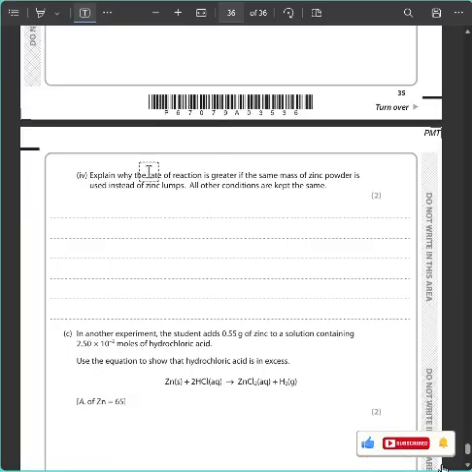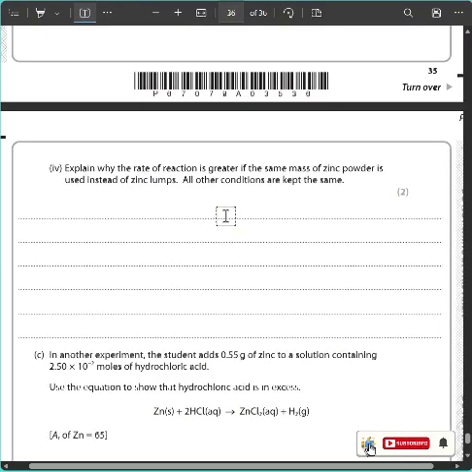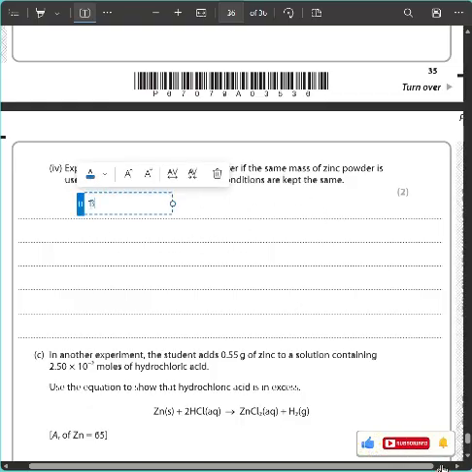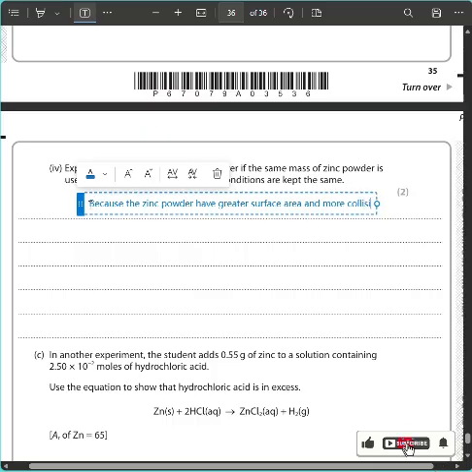Explain why the rate of reaction is greater if the same mass of zinc powder is used instead of zinc lumps. All other conditions are kept the same. Because the zinc powder has greater surface area and more collisions per unit time.